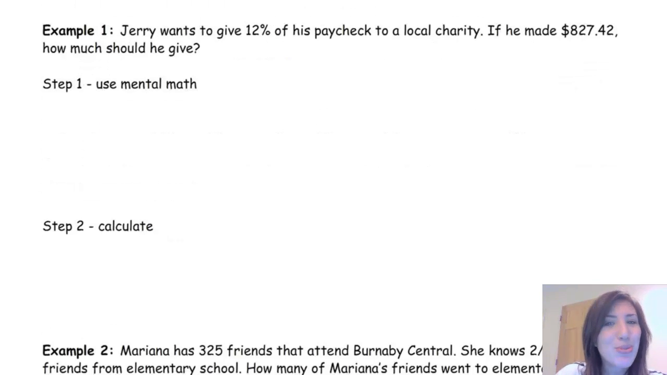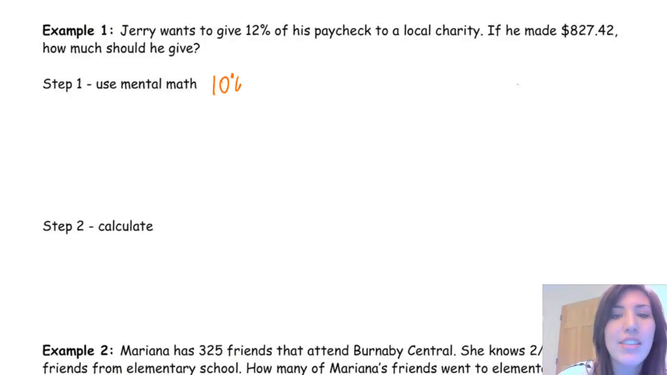Jerry wants to give 12% of his paycheck to a local charity. If he made $827.42, how much should he give? Well, 12% is pretty close to 10%. We know that 10% of a number, you just take the decimal place and bump it over once. So 10% is 82.74.